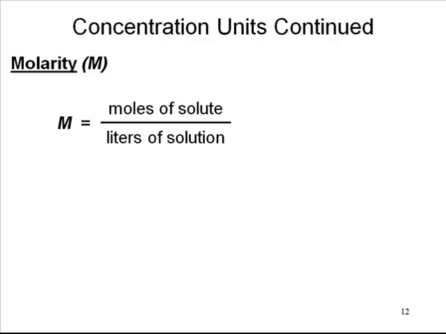Molarity, the most common chemistry unit, is moles of solute per liters of solution. This is the most common, but not always the most beneficial unit. Molarity is commonly used because moles is the amount, liters is the volume, and amount per liter is a measurement of concentration. Easiest way to do it.